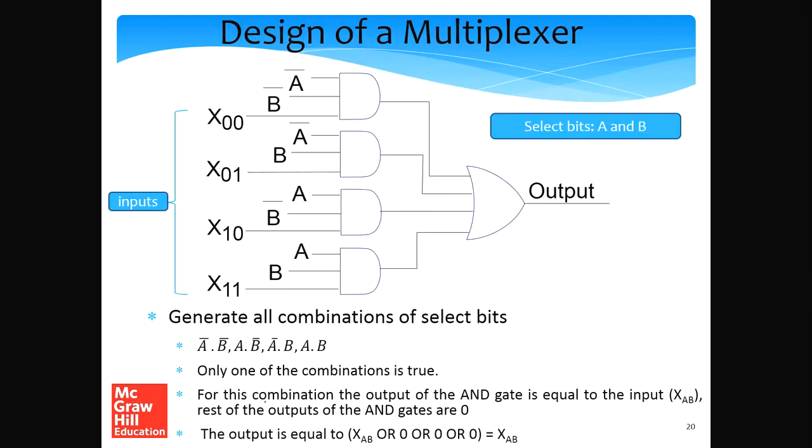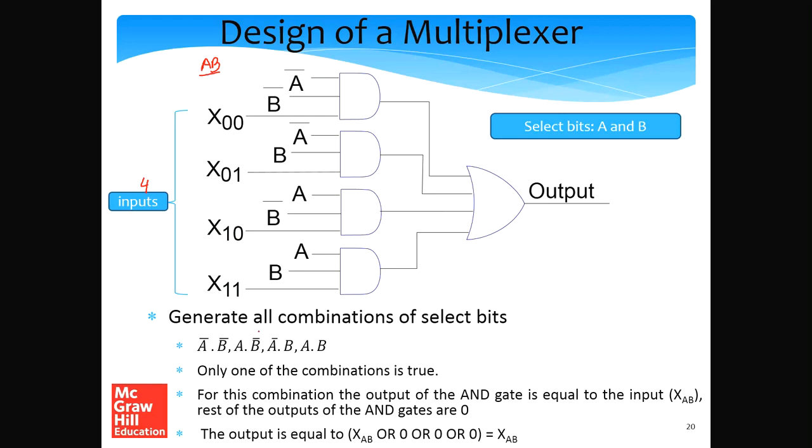So let's consider a 2-bit multiplexer where there are 4 inputs and 2 select bits, A and B. If A and B are 0, 0, we want to choose the first input; 0, 1, the second input; 1, 0, the third input; and 1, 1, the fourth input.